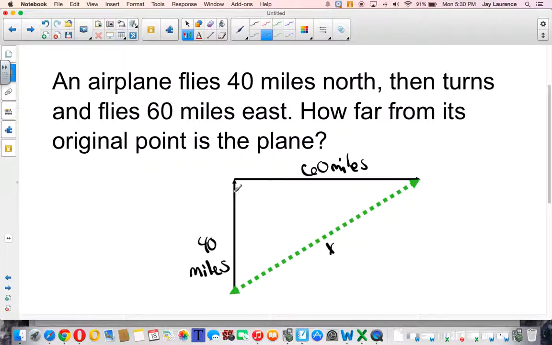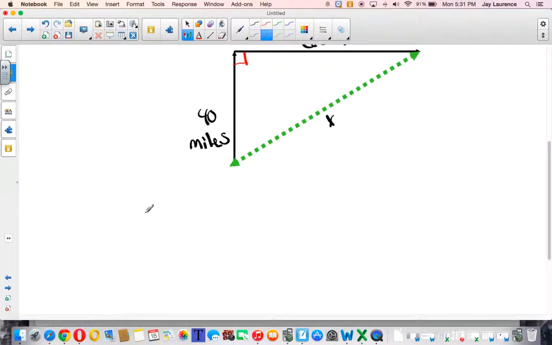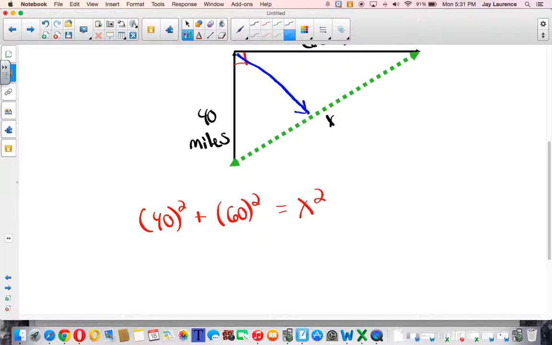Problems like this are Pythagorean theorem all the way. So I'm going to do 40 squared plus 60 squared, and that's going to equal x squared, because that's the unknown side. Boom. All right. So let's see, 1600 plus 3600 equals x squared. Adding those together, 5200, I believe, equals x squared.